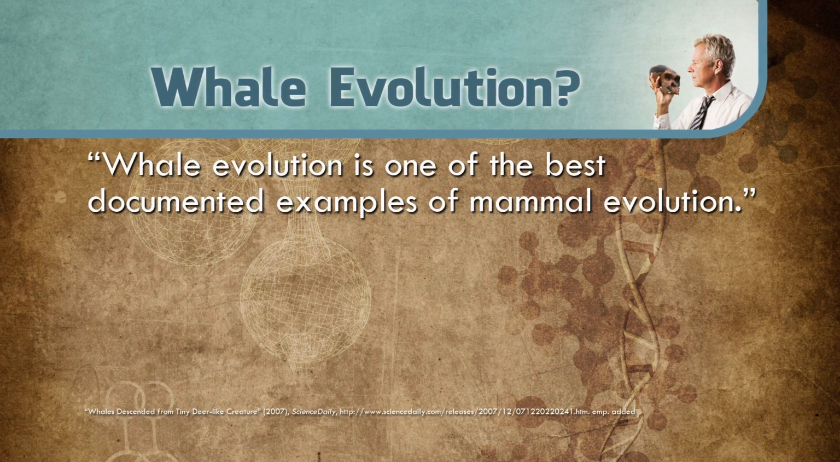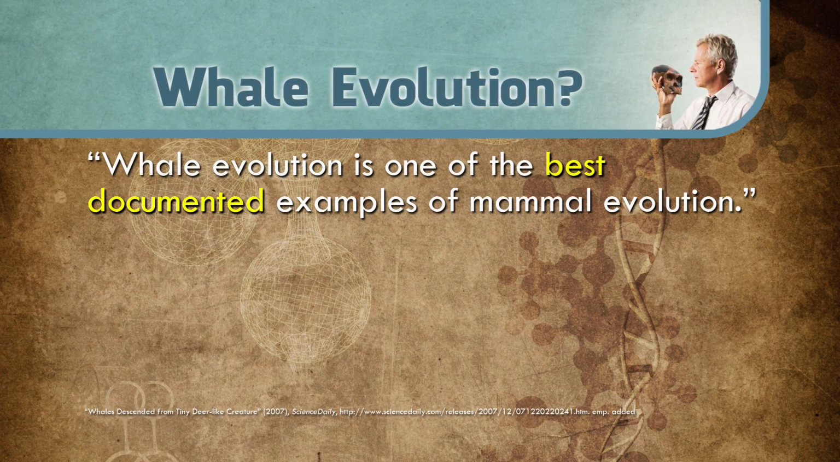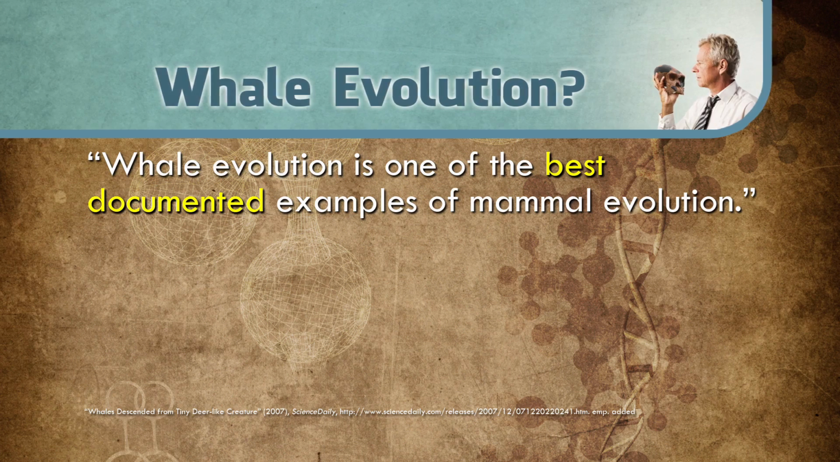It said, "Whale evolution is one of the best documented examples of mammal evolution." According to evolutionists, whale evolution is well-documented proof of Darwinian evolution. Supposedly in this well-documented story, whales evolved from mammals that lived on land and that supposedly gradually moved into the water in search of food, fish, and other water prey.